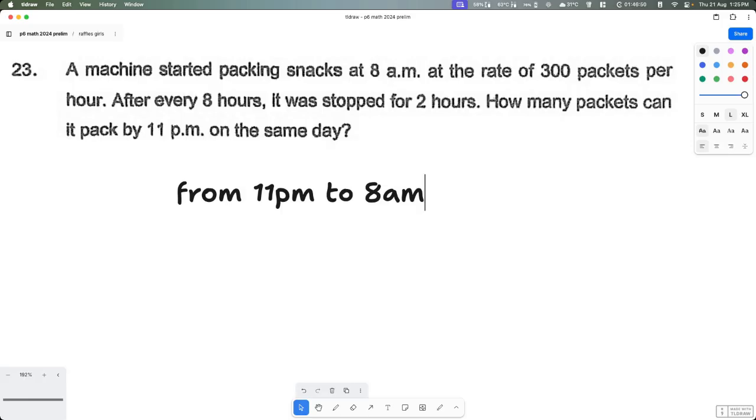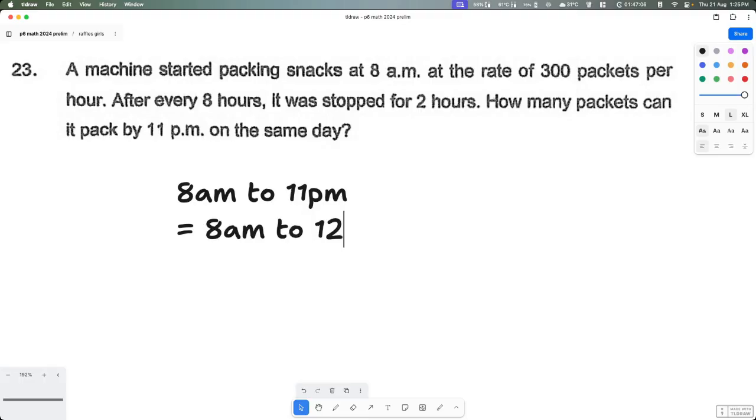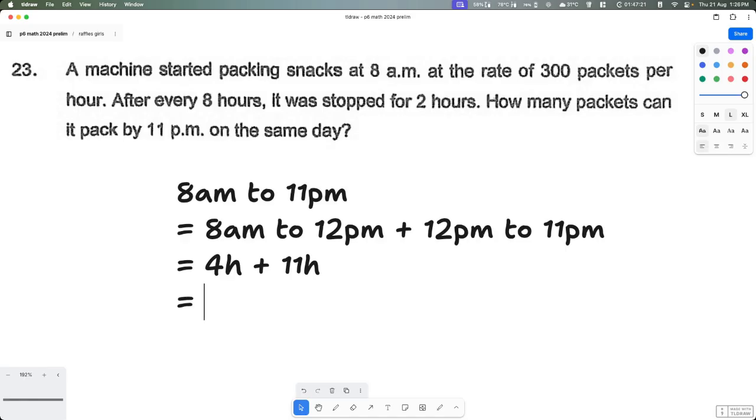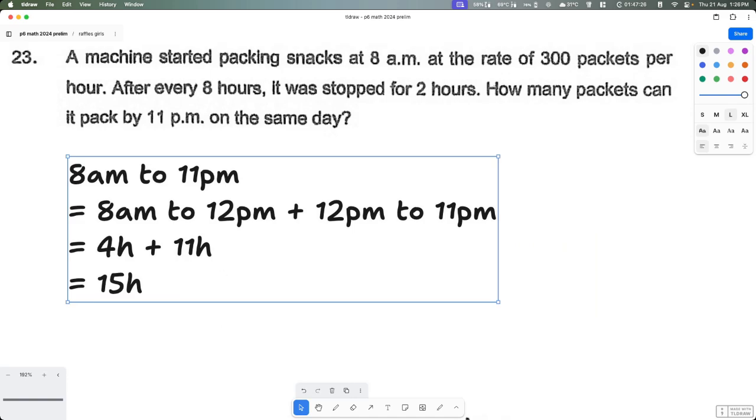So 8 a.m. to 11 p.m. is equal to 8 a.m. to 12 p.m., plus 12 p.m. to 11 p.m. So 8 to 12 is 4 hours, plus 12 to 11 is 11 hours, which is equal to 15 hours. Okay. So for every 8 hours, it stops for 2 hours.